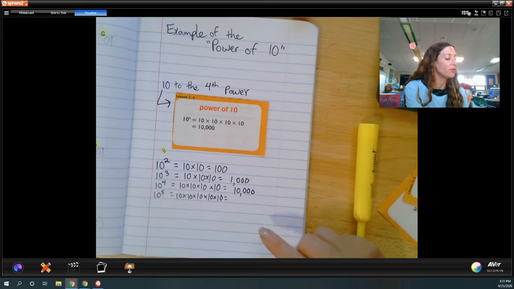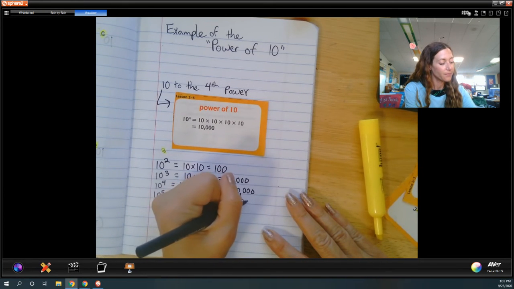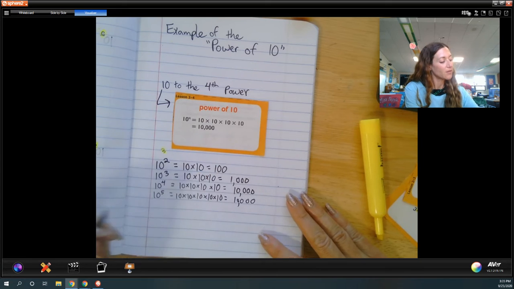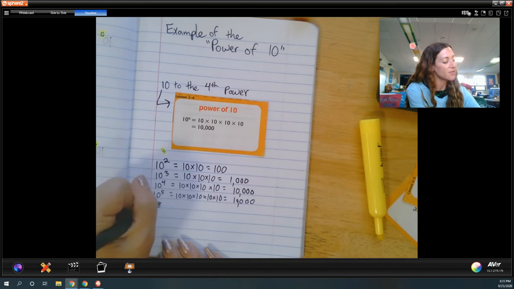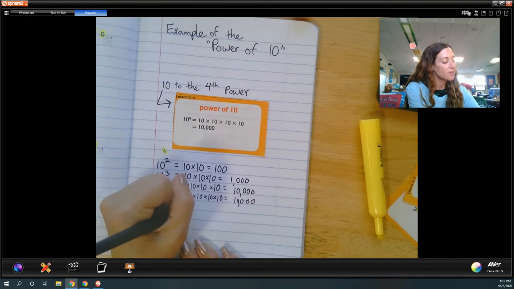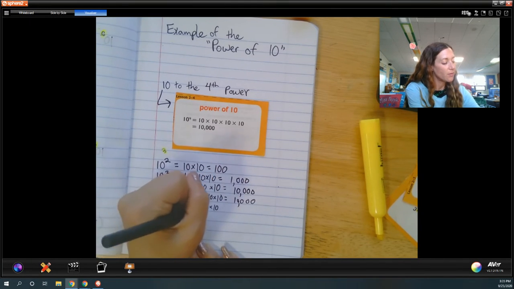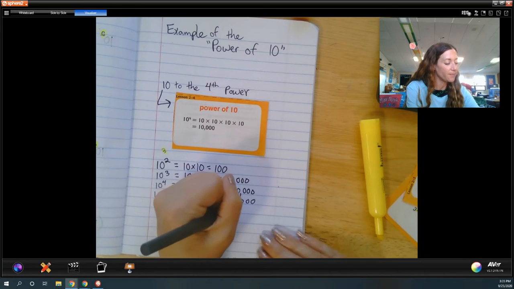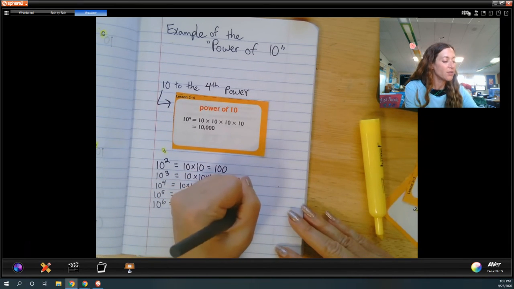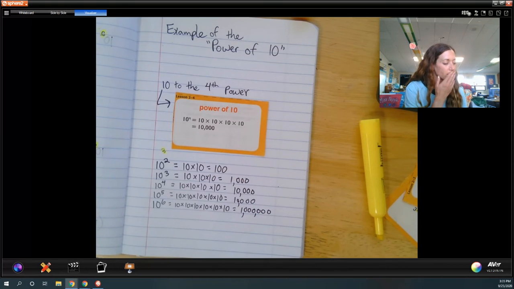and I'm going to have 5 zeros. Let's do one more. 10 to the 6th power will give me 10 times 10 times 10 times 10 times 10. 1, 2, 3, 4, 5 times 10. And that is going to give me 1, 2, 3, 4, 5, 6 zeros. 1 million.